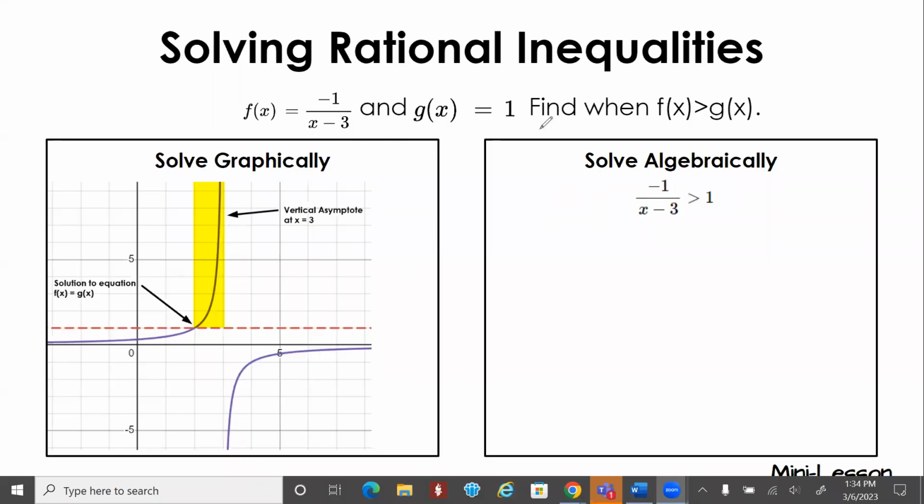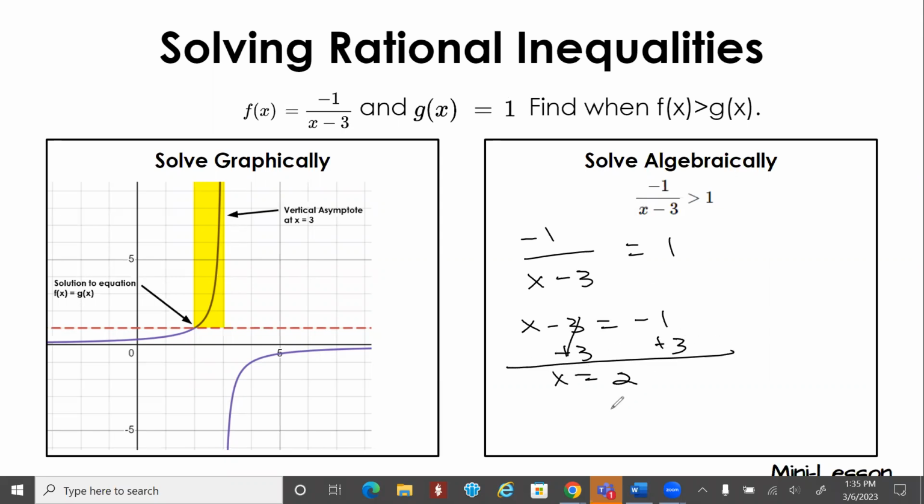When we have something like this, it has f of x is greater than 1. So if we have this, then we are going to act like there's no inequality. Okay, so if I have it just set equal to 1, I would cross multiply, right? That's just going to give me x minus 3 equals -1. And then I would add 3 to both sides until x would equal 2, right?